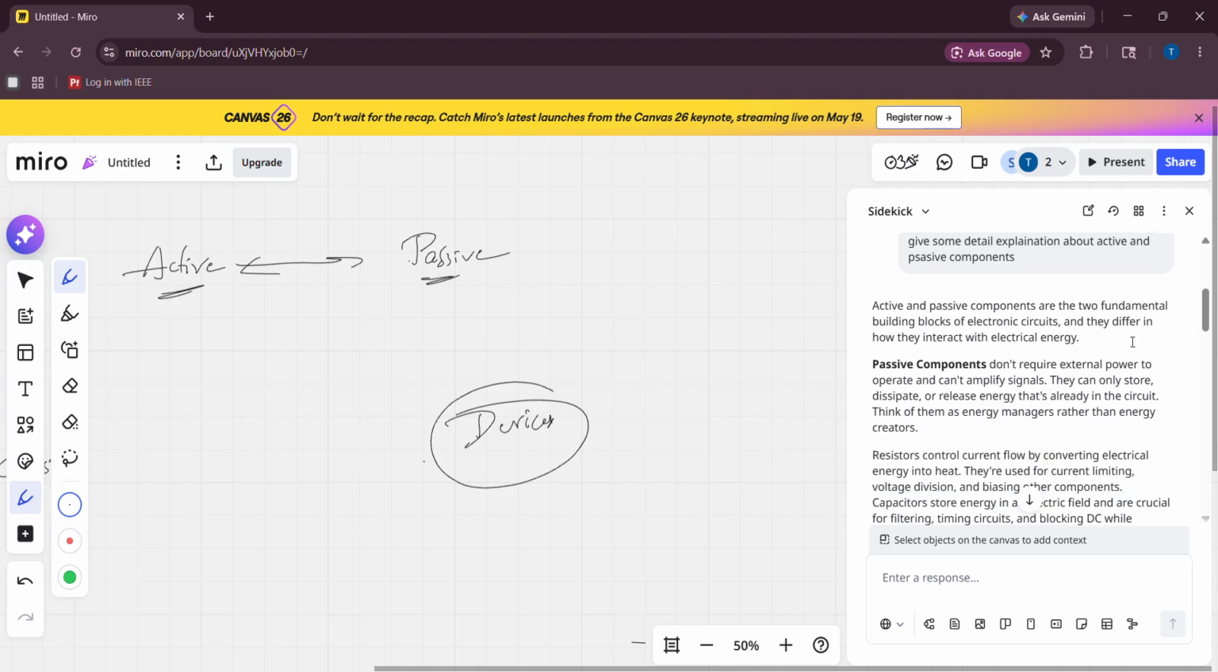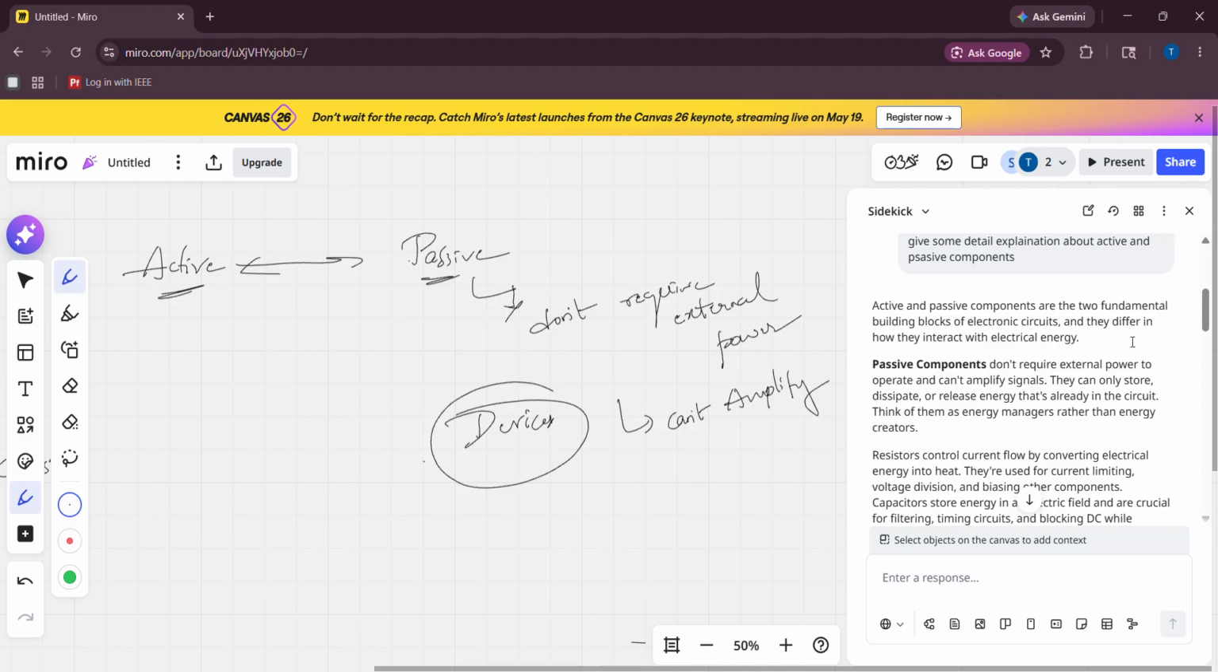Coming to passive components: they don't require external power to operate and can't amplify signals. What does a passive component define? It doesn't require any external power. It doesn't want any external power to run the device. And it can't amplify the signal. When you speak slowly, only the same voice comes through these passive components. So it can't amplify the signals.